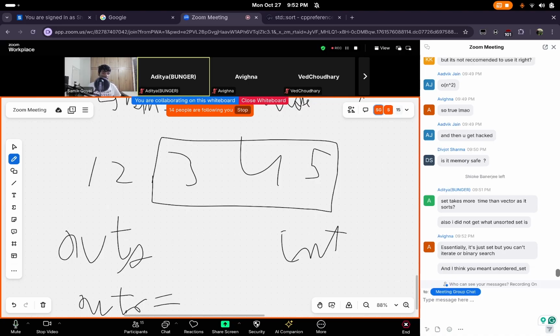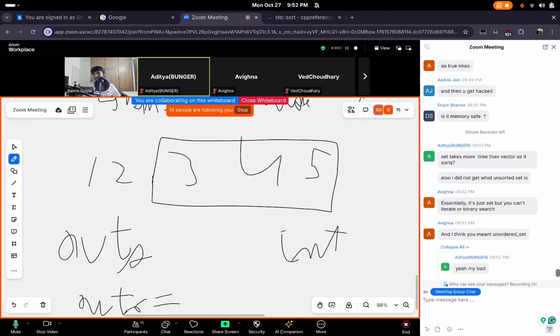Unordered set is honestly a very useless thing. Unordered map is what you should worry about. It's just a mapping between two data structures, which is very, very fast.